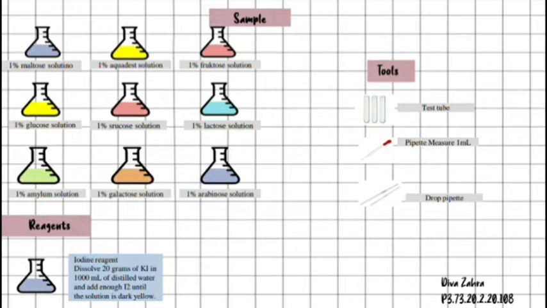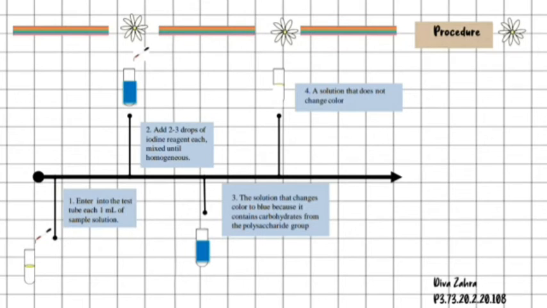And next are the tools. The tools are test tube, pipette measure 1 ml, and drop pipette. So this is the procedure. The first step is you should put into the test tube 1 ml of each sample solution. The second is you should add 2 or 3 drops of iodine reagent to each and mix until homogeneous.